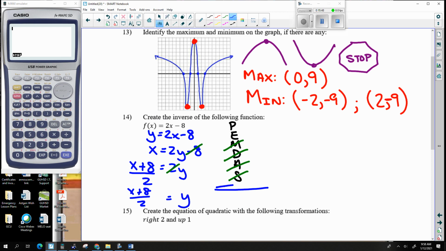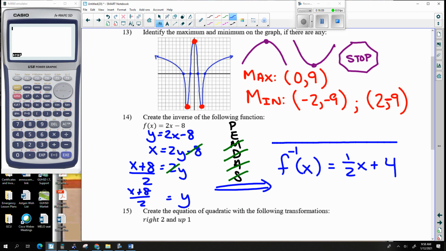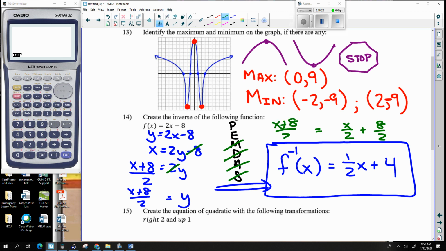All right, so what's the answer? The original symbol is an f of x, so I denote that as being an inverse, and it's x plus 8 divided by 2, or in other words, 1 over 2x plus 8 over 2. 8 over 2 is the same thing as saying 4. That, I'm assuming, is the answer. So this was x over 2 plus 8 over 2, which ultimately is x plus 8 over 2. That's what the answer was.